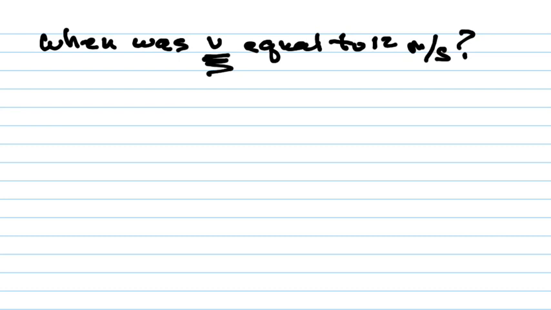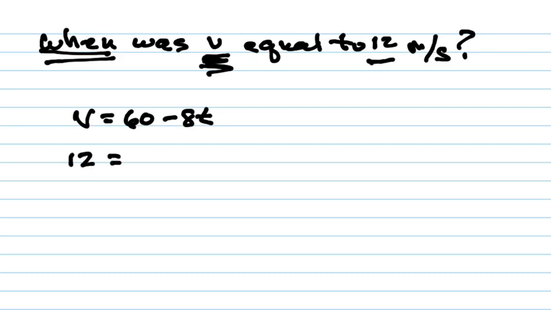Well, what thing is measured in meters per second? You bet. So what we can do is plug it in, and they want to know when. So when is a time question, but it's velocity, so we're not going to go back to the h function. We're going to use the v function, right? Which is what? 60 minus 8t? Thank you. So where am I going to put that 12? In place of the v. There you go.